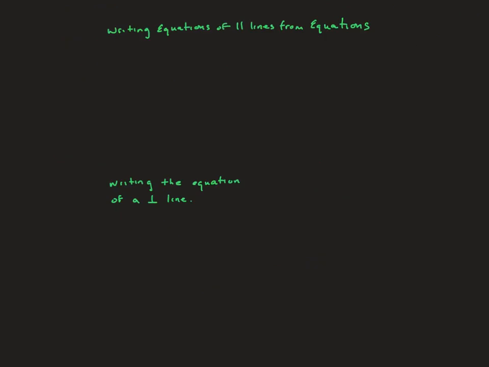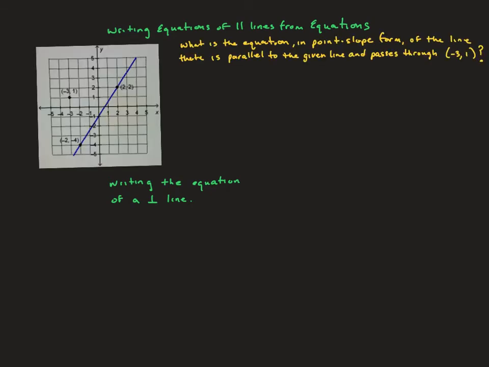So writing equations of parallel lines from an equation. Okay, it reads, what is the equation in point-slope form of a line that is parallel to the given line and passes through negative 3, 1? If we remember, point-slope form is y minus y1 equals m times x minus x1. We already have an x1 and a y1, so I can go ahead and write those in. I have y minus 1 equals my slope times x minus x1, which is negative 3.